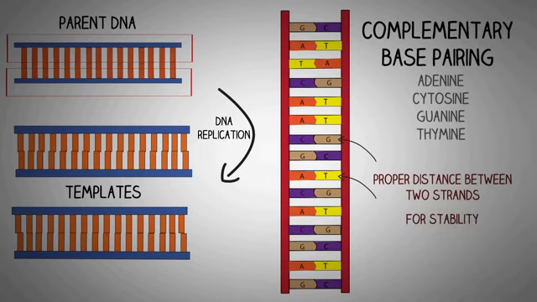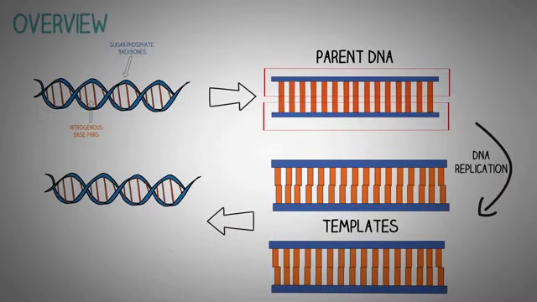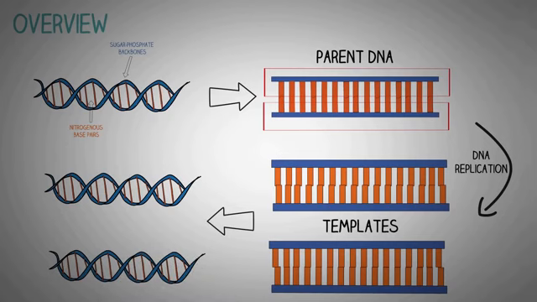When the parent DNA is split, each strand acts as a template for the formation of a new strand. This leads to formation of two completely new sets of DNA which are called as the daughter DNA.